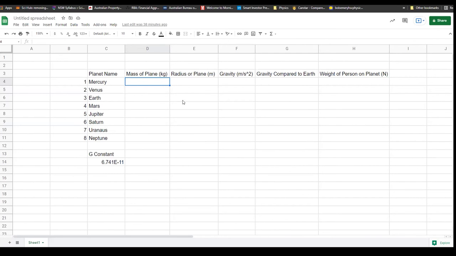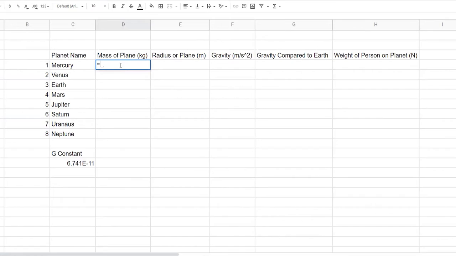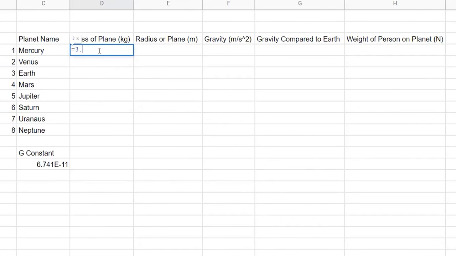So the mass, start off with our equal sign. It was 3.30104 times 10 to the power of 23. And now let's move on to our radius. That one was equals 2.4397 times 10 to the power of 6.